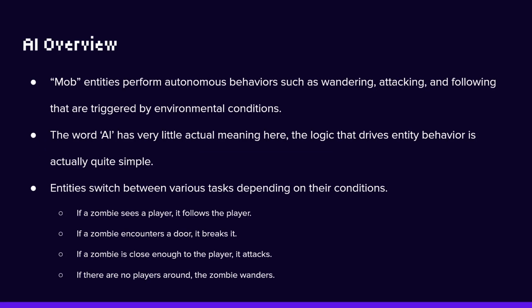So, a little overview of AI in Minecraft. Anything that's a mob performs autonomous behaviors like wandering, attacking, following, and they're all triggered by environmental conditions. So it's not really AI, it's just simple logic. So they switch between various tasks depending on their conditions. So if a zombie sees the player, it follows the player. If it runs into a door, it breaks it. If it's close enough to the player, it attacks. And if there's no players, it wanders around aimlessly.